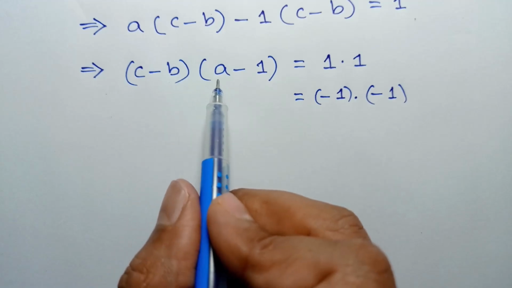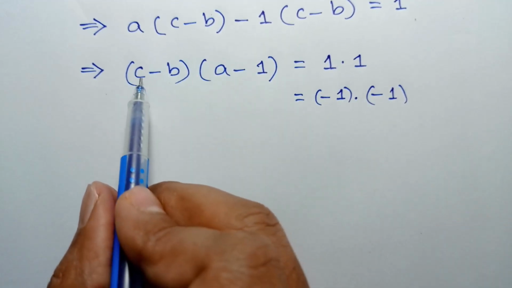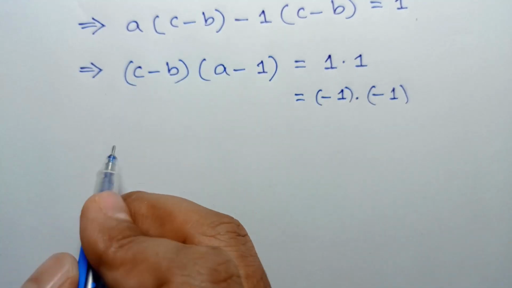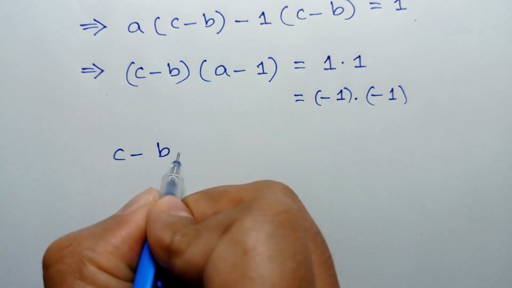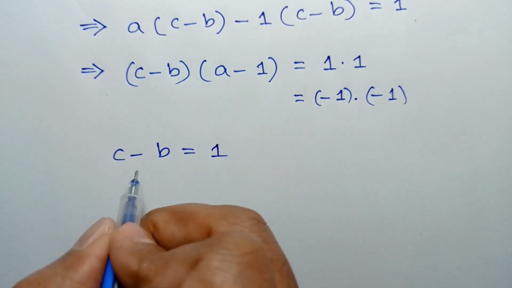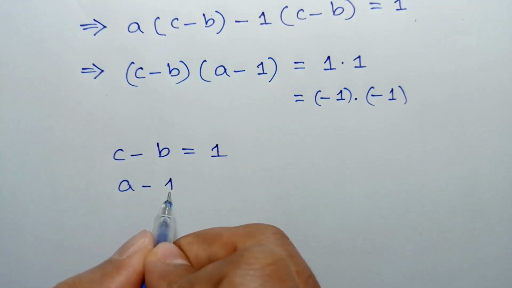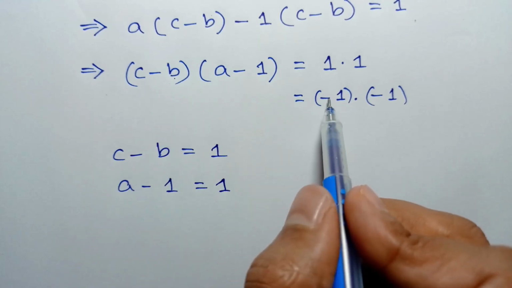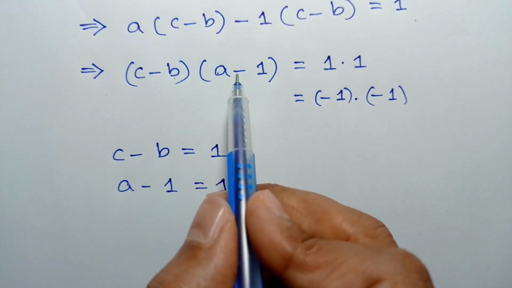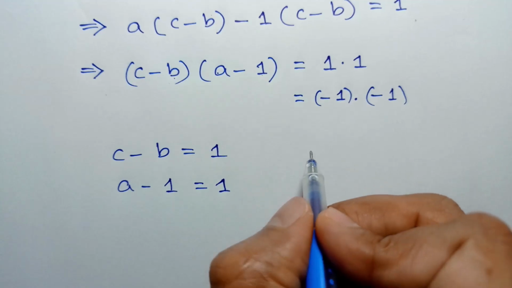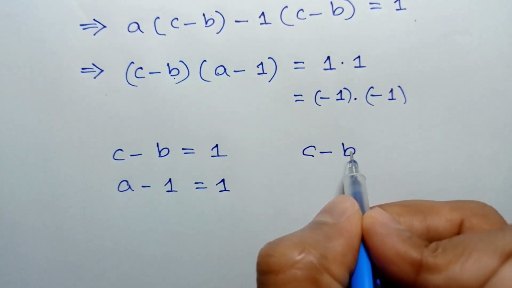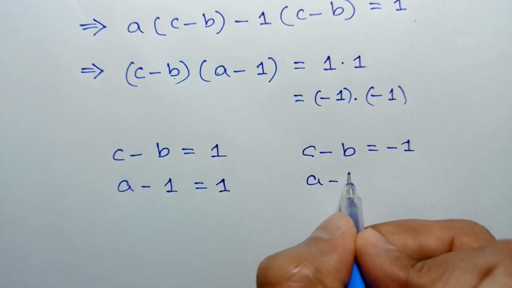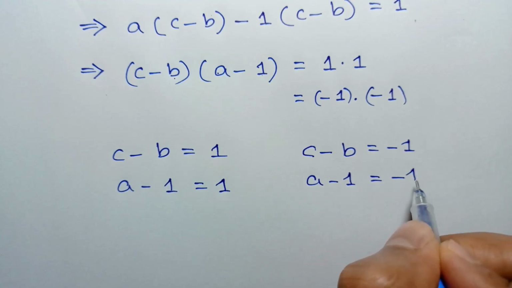Now comparing the left side and right side, we can write C minus B is equal to 1, then A minus 1 is equal to 1. Or C minus B is equal to negative 1, then A minus 1 is equal to negative 1.